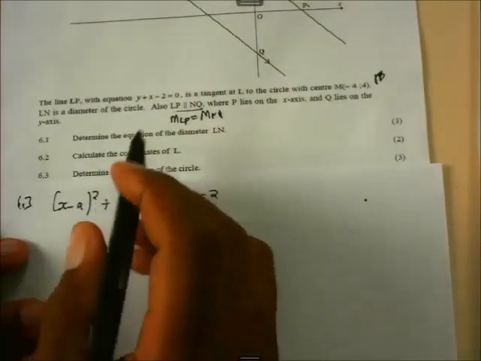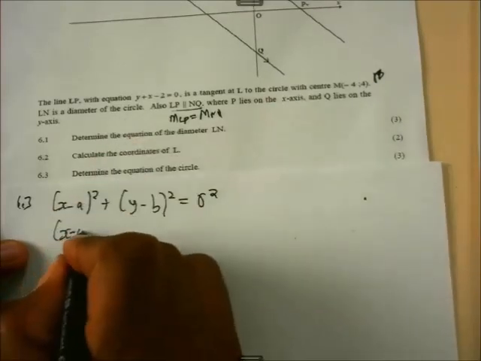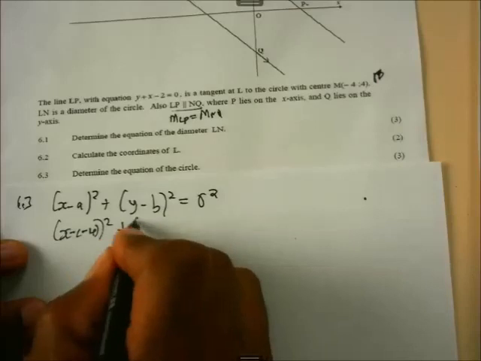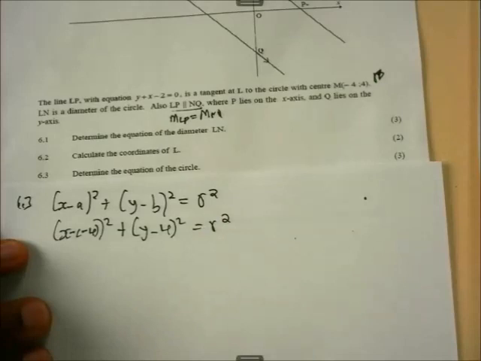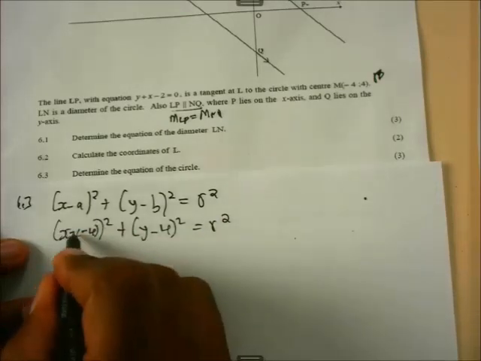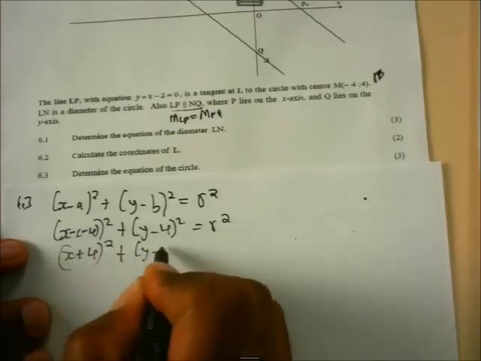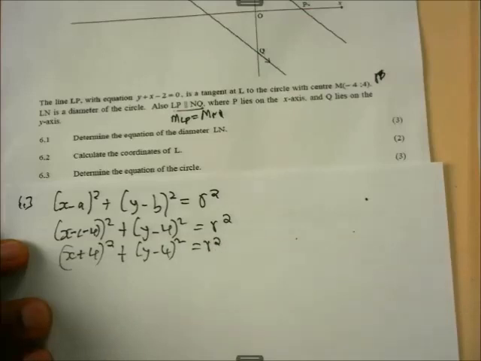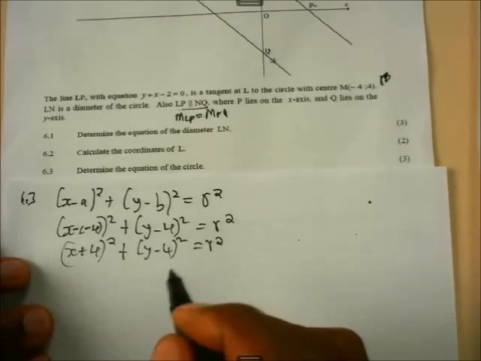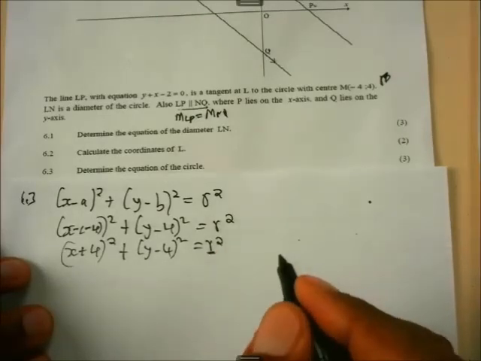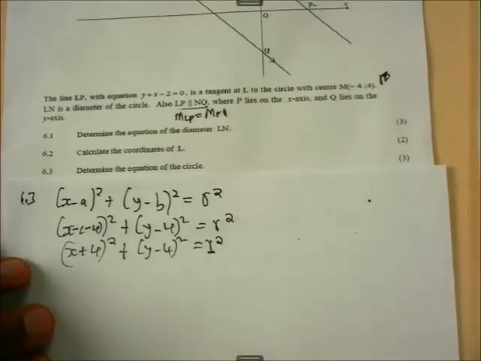Good. Now, let us substitute our center here. That will be (x minus minus 4) all squared plus (y minus 4) squared is equal to r squared, right? Now, when I simplify this one, it's going to be negative times negative, that is a positive: (x plus 4) all squared plus (y minus 4) all squared is equal to r squared. Good. Now from here we are happy with everything, but the problem now is we don't know the value of r. If we can have the value of r, then we will have the equation.